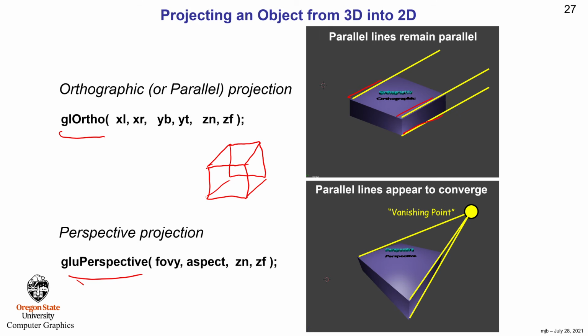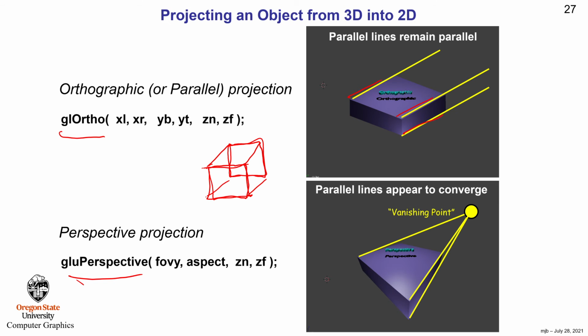Perspective is how we see things in the real world. Objects that are farther away from us appear to get smaller. In orthographic they don't. This back square, even though it's farther away, is the same size as the front square. Perspective is how we see the world. So if we see the world with perspective, why would we ever want to use orthographic?